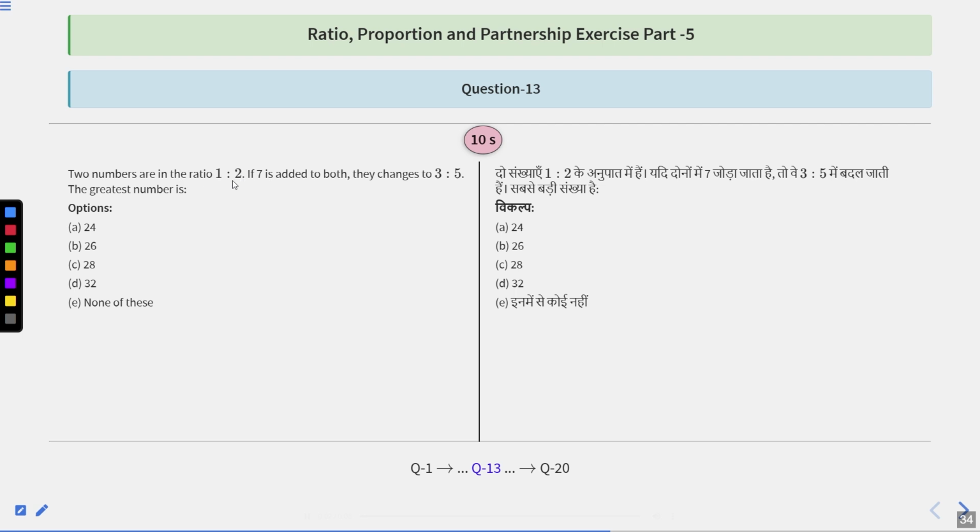Two numbers are in the ratio 1:2. If 7 is added to both, they change to 3:5. The greatest number is? You have 5 options and 10 seconds to analyze the question. Your time starts now.